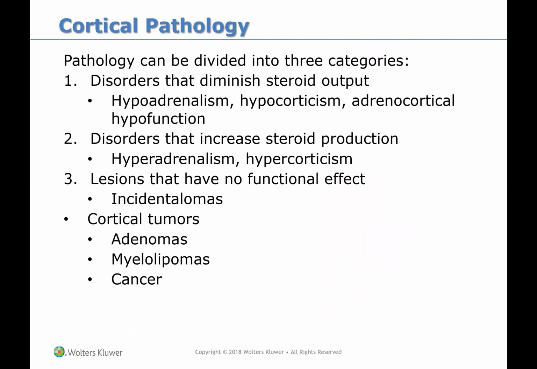So cortical pathology is divided into 3 different categories: disorders that diminish steroid output, disorders that increase steroid output, or lesions that have no functional effect. These include cortical tumors, adenomas, myelolipomas, or cancer.